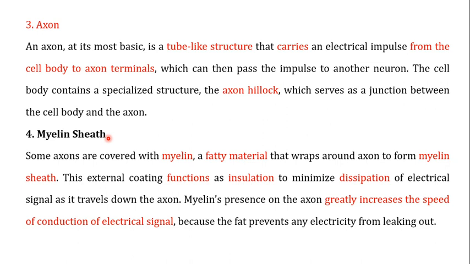The myelin sheath is also one of the important features of some neurons. It is not present in all neurons, but some axons are covered with myelin. This myelin is a fatty material that wraps around the axon to form the myelin sheath. This means that this fatty myelin is covering the axon. It functions as insulation to minimize the dissipation of electrical signals as they travel down the axon. The importance of the myelin is that its presence on the axon greatly increases the speed of conduction of the electrical signal, because the fat prevents any electricity from leaking out. I'll show you the structure of the myelin in a while.